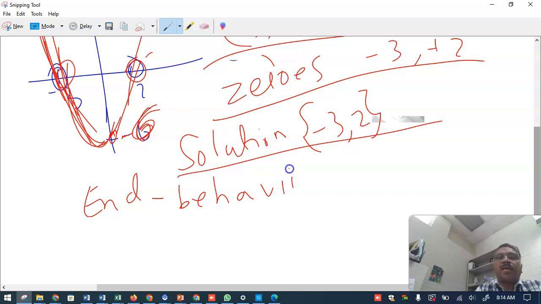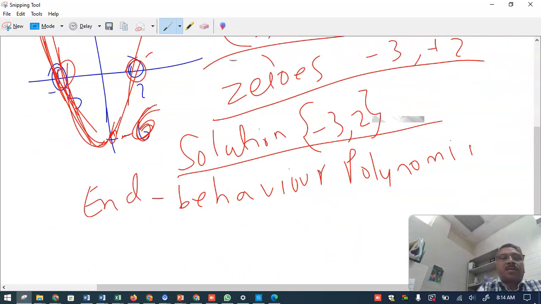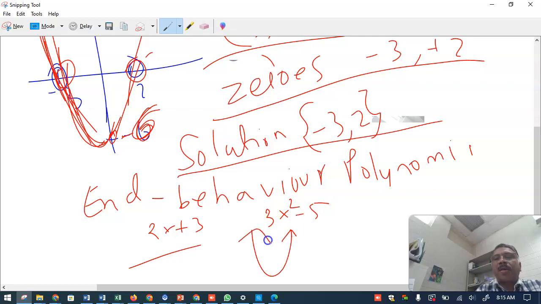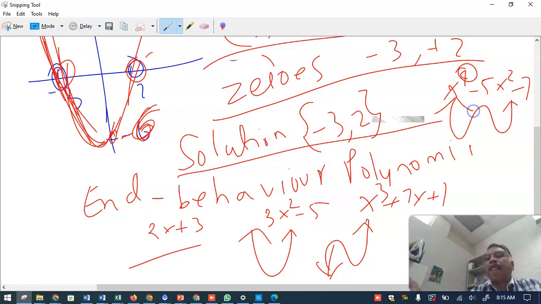One more thing to take away from these two lessons is the end behavior of the polynomial. And we have seen on Friday how they look, right? So for linear, if it is 2x plus 3, it is a line. If it is 3x squared minus 5, it is a parabola. If it is x cubed plus 7x plus 2, it's going to be down up. And if it is x raised to 4 minus 5x squared minus 7, there's a degree 4, so it is something like this.